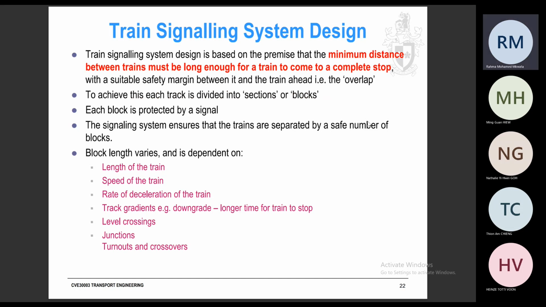So the minimum distance between trains must be long enough for a train to come to a complete stop. So if your first train is too slow and the second one is too fast, then the information will be communicated to the train. The drivers won't know if the train in front is very slow, so they need some sort of communication to tell them from the control center.